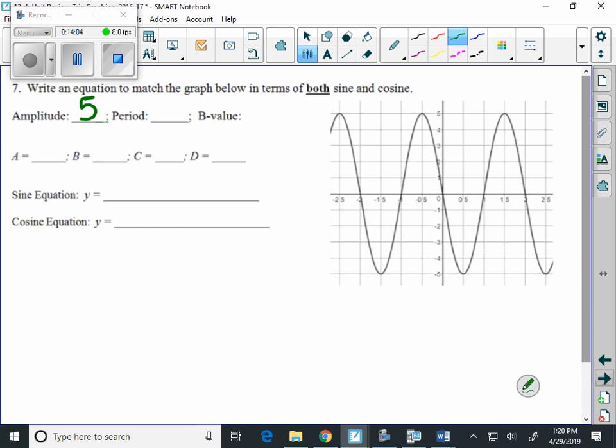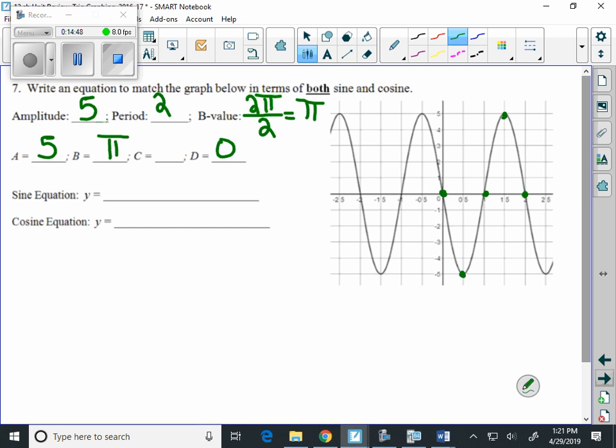As I start this graph, I'll start right here at the origin and look at some points. And what it looks like to me is that our period is 2. So we can figure out what the b value of this function is by taking 2 pi divided by our period, which gives us pi. And that's going to tell us our b value here, pi. We also know that the amplitude is 5. We're not going to have a c in here for now, nor are we going to have a d in here. Some people put 0, some people put not applicable.